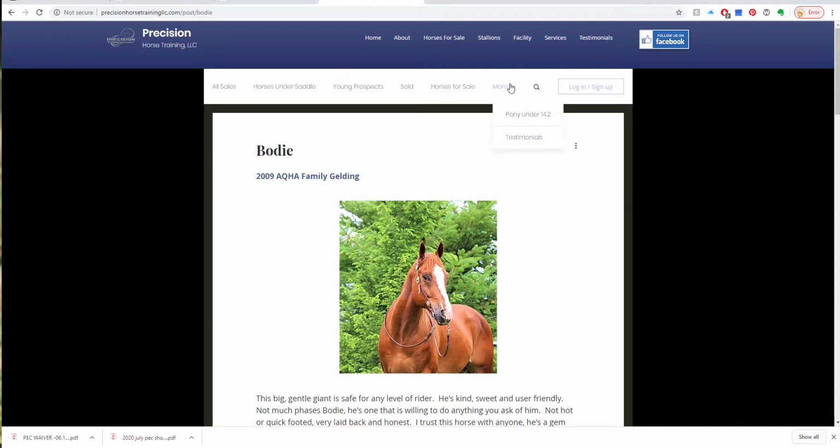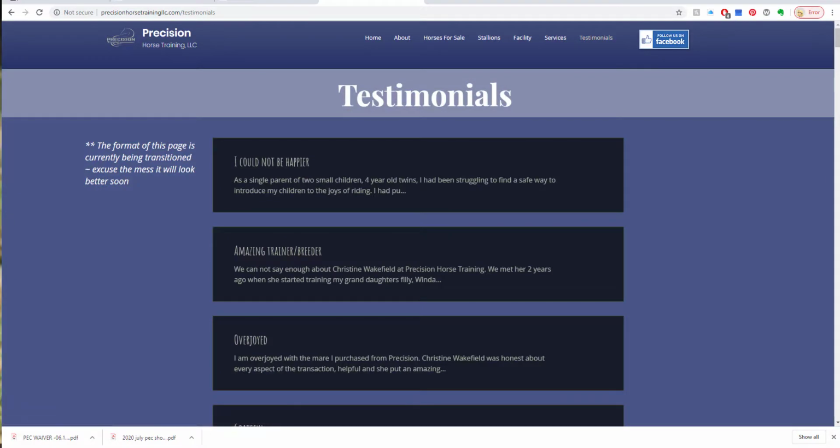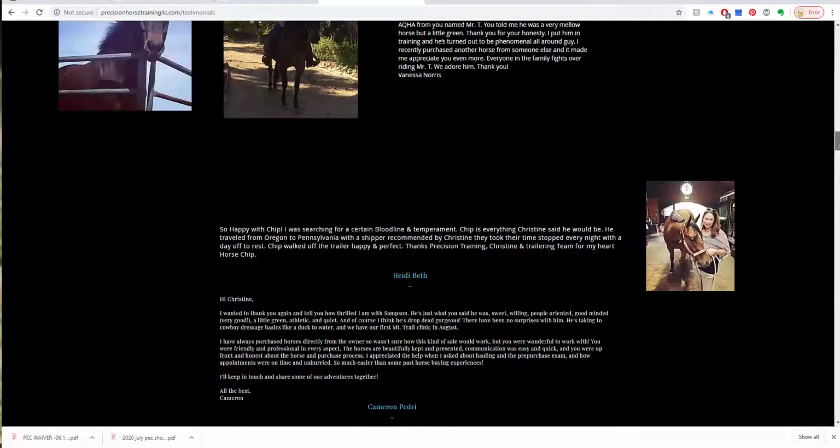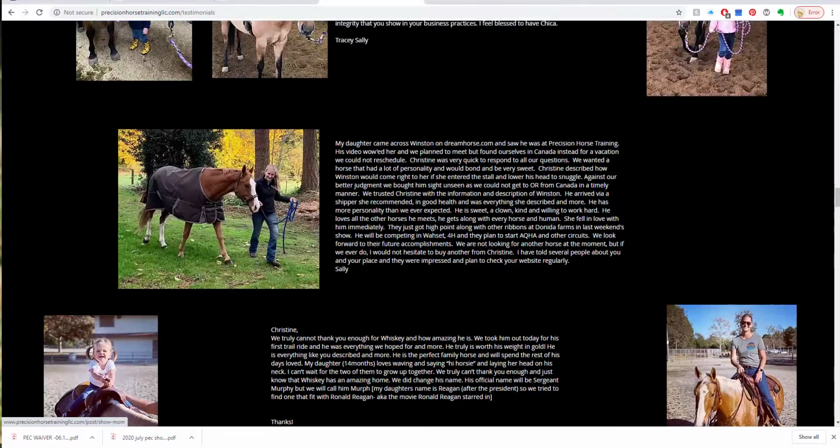Then I decided that she's got so many testimonials. I'm going to show you this page because I am in the midst of changing it up. So I put a note to people: the format of this page is currently being transitioned. Excuse the mess. It will look better soon. She's got hundreds of testimonials. And what they used to look like is kind of like this.